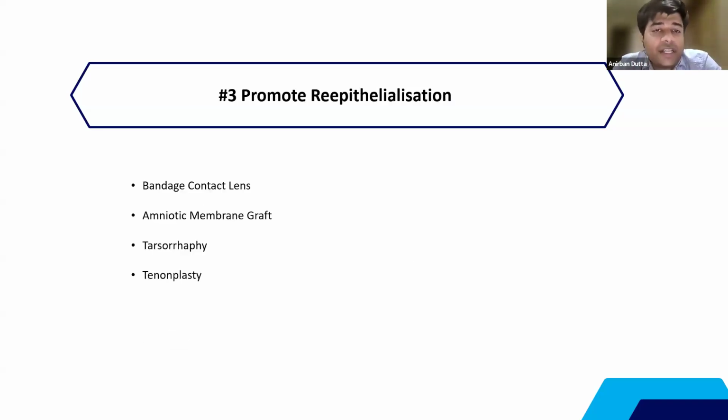Now we come to the third objective in the acute phase, which is to promote reepithelialization. What do we do here? We will use modalities like bandage contact lenses, amniotic membrane graft, tarsorrhaphy, or tenonplasty. So bandage contact lens is important here. In most of our settings, we may or may not have access to an amniotic membrane graft. However, if you have a BCL and the patient is having a large epithelial defect, the BCL serves two purposes. Patient gets immediate symptomatic relief and the shearing effect of the eyelid is gone. So the epithelium heals quicker.